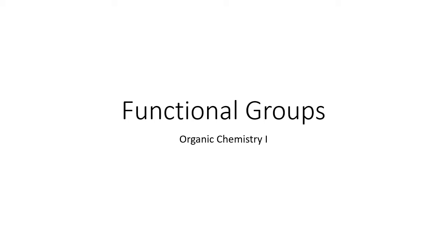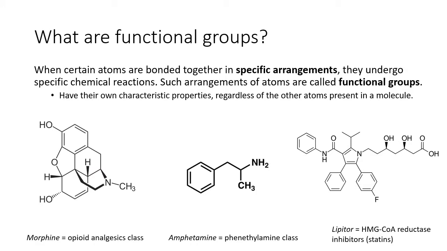Hi everyone, this is going to be a quick lecture where we do a rundown of all of the organic functional groups that you're going to have to know. So when we say functional groups, what exactly do we mean? Well, when certain atoms are bonded together in a specific arrangement, they will behave similarly and undergo specific chemical reactions. So that arrangement of those atoms is what the functional group is.